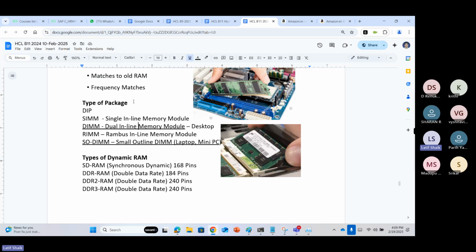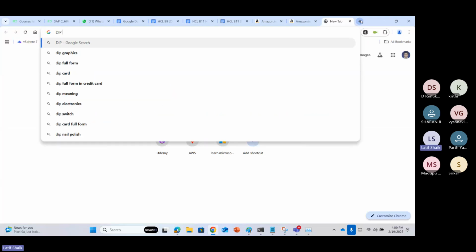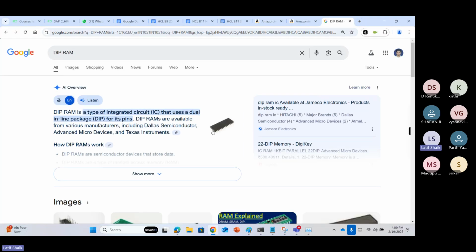Guys, different packages of RAMs are there. DIP means it looks like an IC only. DIP RAMs look like a simple IC only. Okay, it's like this IC.